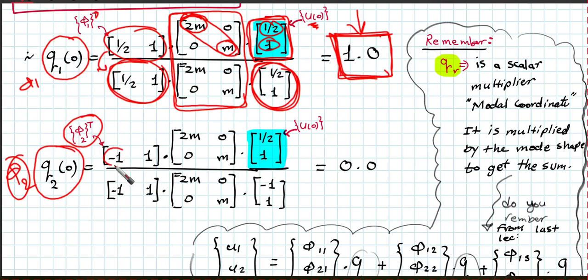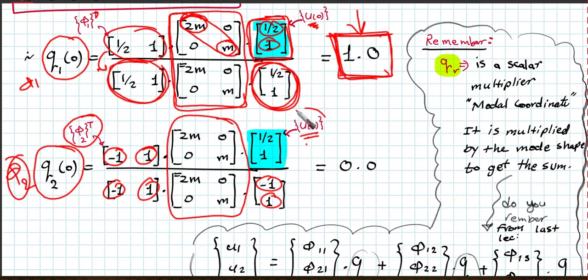We're going to put here exactly phi 2 transpose. So this is mode shape number 2, minus 1 and 1, as we know, minus 1 and 1, and here minus 1 and 1. This is mode shape 2. Mass matrix, the same as before, and then we are going to put the same initial displacement vector. If we put this, we are going to find that we have zeros. It's going to bring us 0. Try to calculate, you are going to find that it is 0 here. So this means that Q2 node is going to be 0.